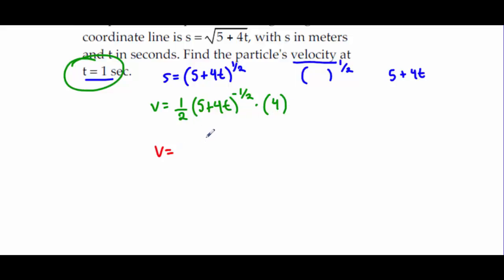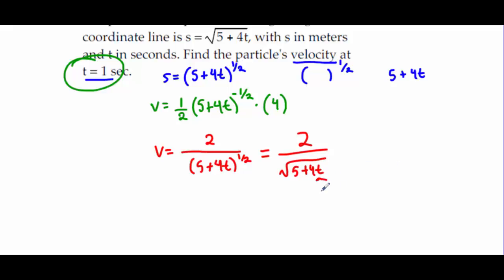1/2 times 4 is 2, and move this down to the bottom to give it a positive exponent, as well as change it back to a square root. On the bottom, 5 plus 4t would be to the positive 1/2, because moving it down to the bottom changes the exponent signs. But then we can also say, well, it's the 1/2 power, and so that's really the square root of 5 plus 4t. I want to put a 1 where t is. I'm picking 1 because they told me to pick 1. So work out what this is.